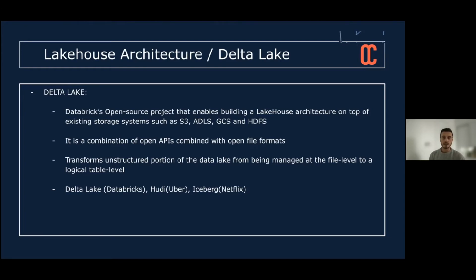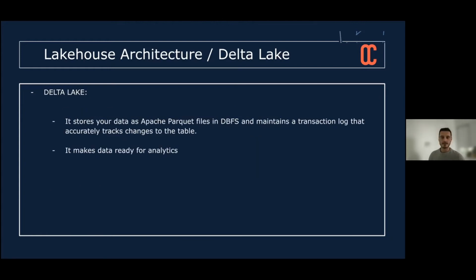It's a combination of APIs combined with open file formats. Like we mentioned earlier, it supports different kinds of languages like SQL and Python combined. And basically it transforms the unstructured portion of the data lake from being managed at the file level to a logical table level. As I mentioned, Delta Lake is something Databricks came up with, but there are others, like Uber has Hoodie, and Netflix has Iceberg.